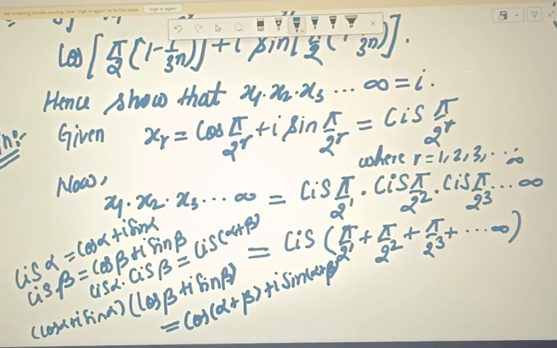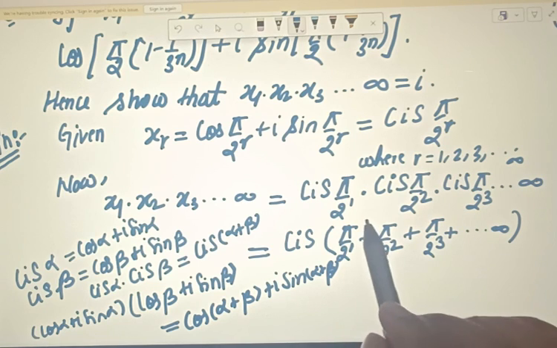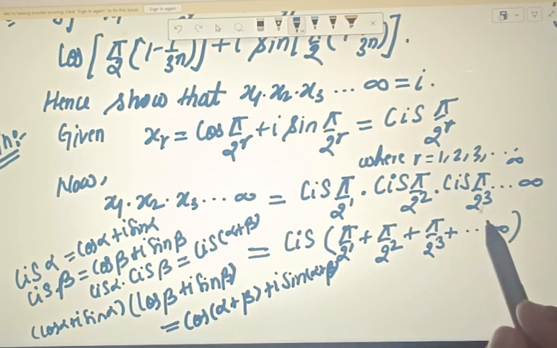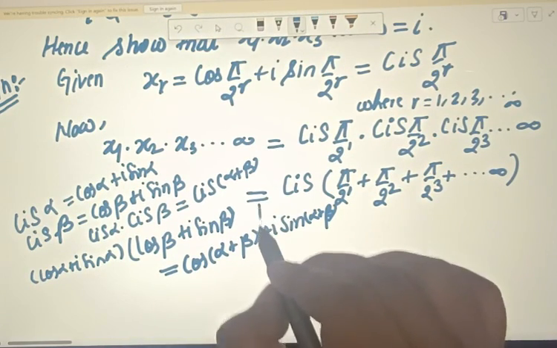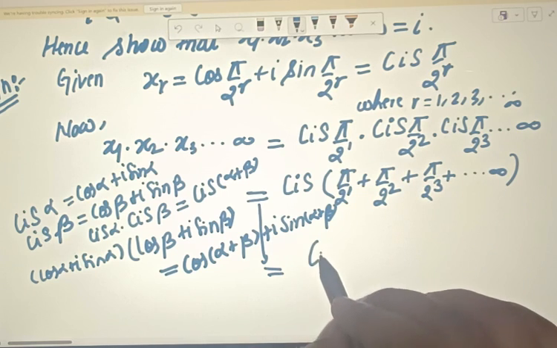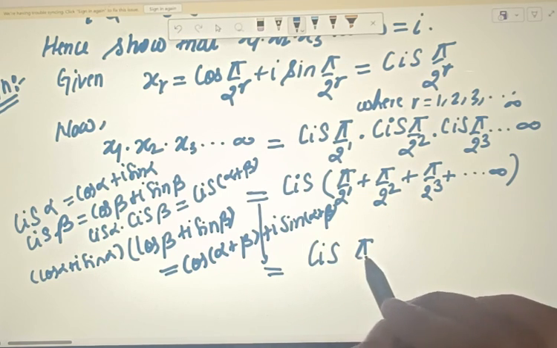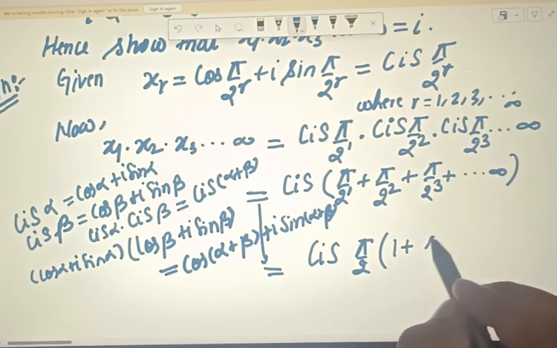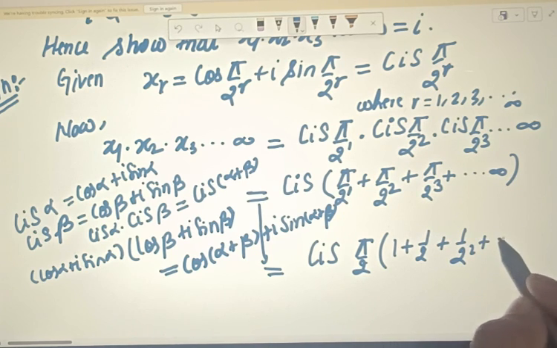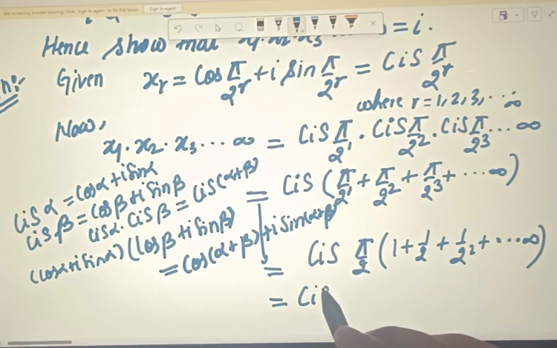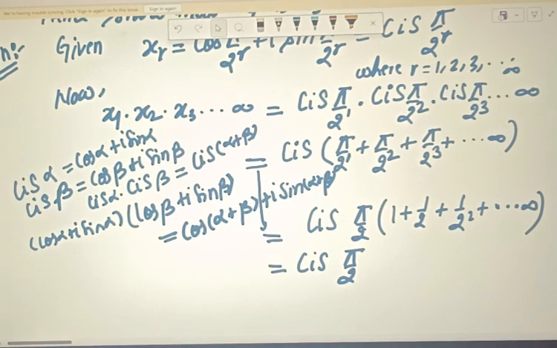So similarly, if this product goes up to infinity, meaning pi by 2, (pi by 2) squared, (pi by 2) to the power 3, we will write it, and on simplification, we will write cis. We will take pi by 2 outside, and you will get 1 by 2, 1 by 2 plus 1 by 2 squared, and plus so on up to infinity, okay, which is a geometric progression with the common ratio of 1 by 2. So we know the formula of the geometric progression.